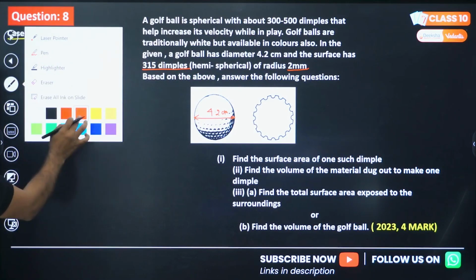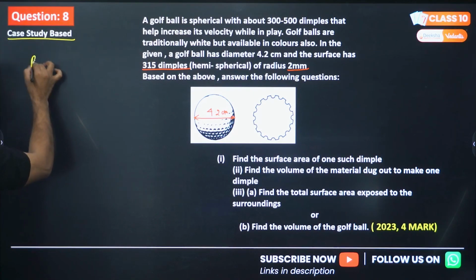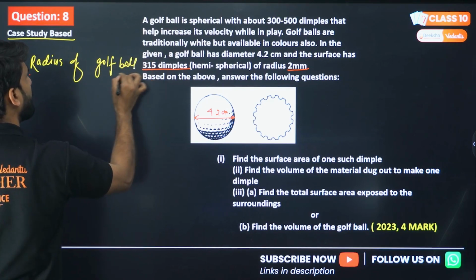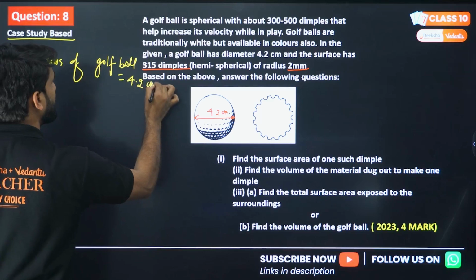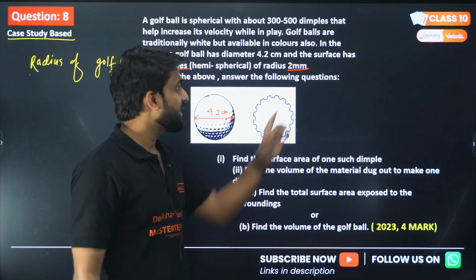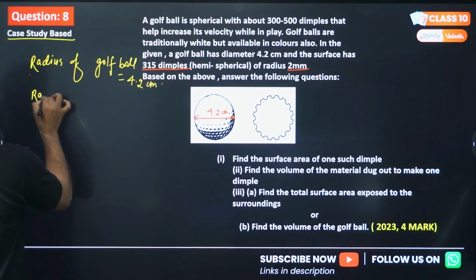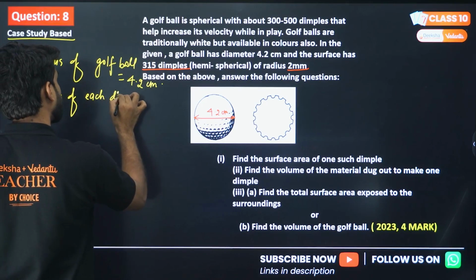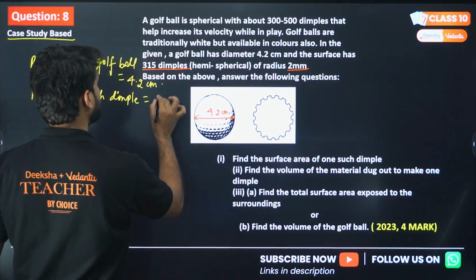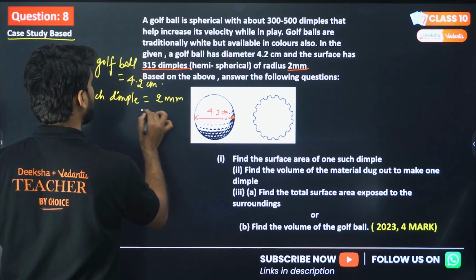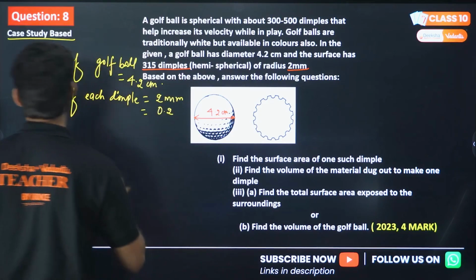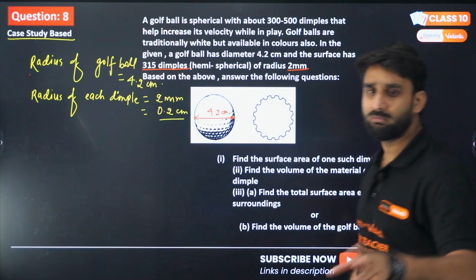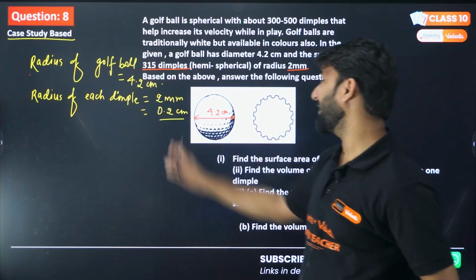Look here, the diameter of the golf ball is 4.2 centimeter, but the radius of each dimple is 2 mm. And 2 mm can also be written as 0.2 centimeter. You all know, to change millimeter into centimeter, you divide that value by 10, right? So by dividing 2 by 10, we are getting 0.2 centimeter.